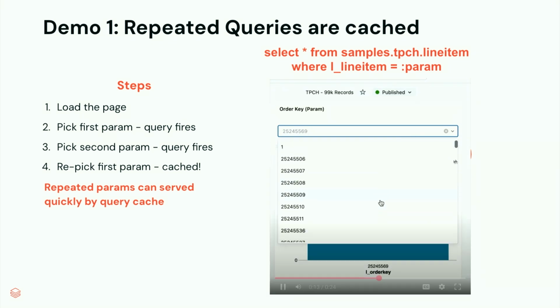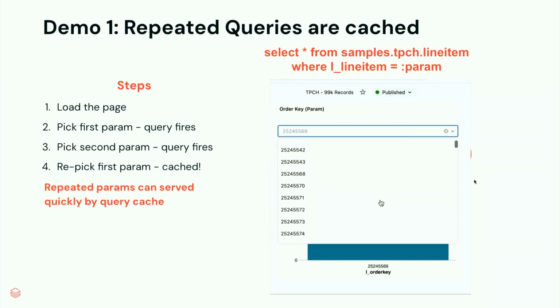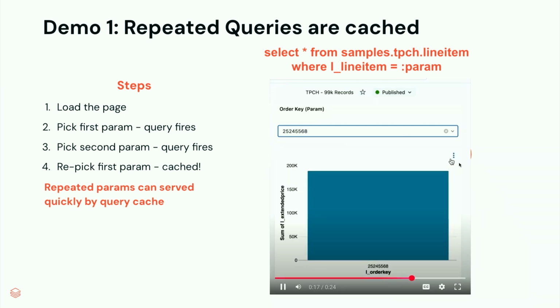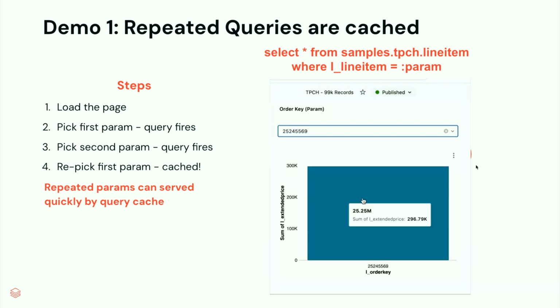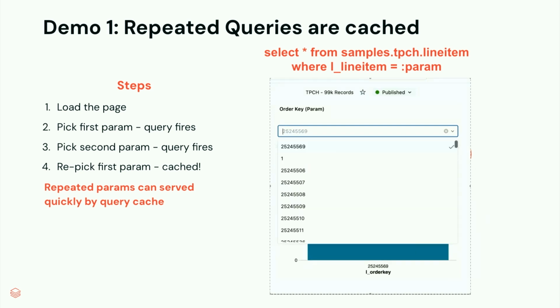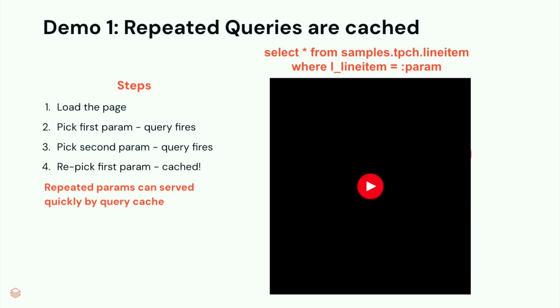And now when I go back to 68, because I've already picked it before, you'll see it loads very quickly. There's no loader spinner. And that's because that specific query has been cached. That same query that would be fired when I pick 68 has been done by the same user within the last 24 hours. And so it's loaded from cache. This is just one of those nuances to keep in mind as you're starting to get more advanced with dashboards, and it sort of explains the behavior that you'll see when you're using parameters.